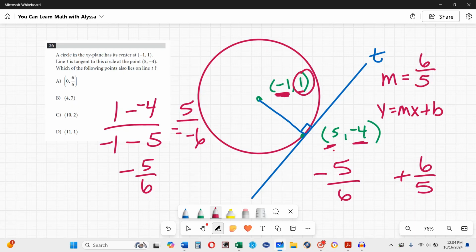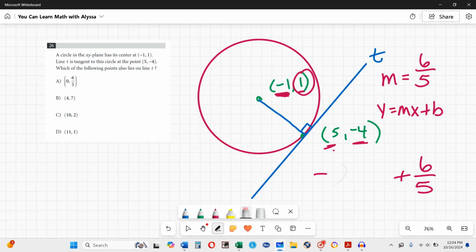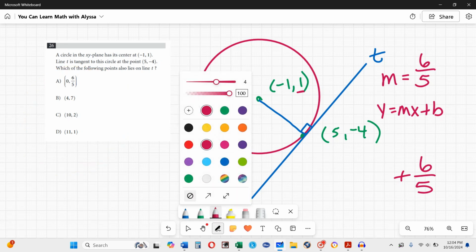I know the slope is 6/5. Okay, so now how do I find the equation of this line? And why am I doing this? Why am I doing the equation of the line? With the equation of a line, I can determine which point is on that line. But I need that equation for that line first.